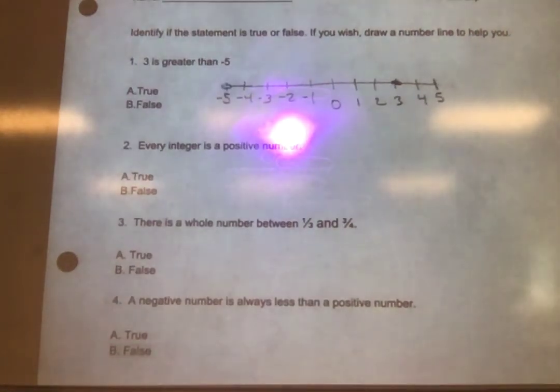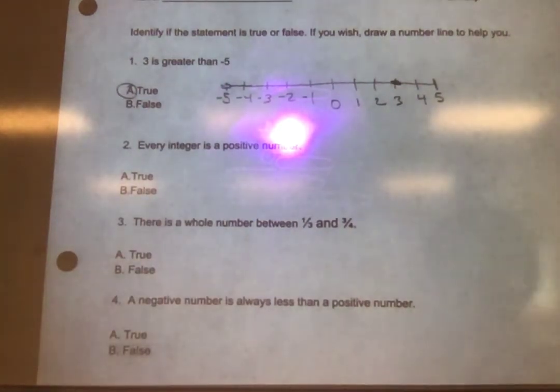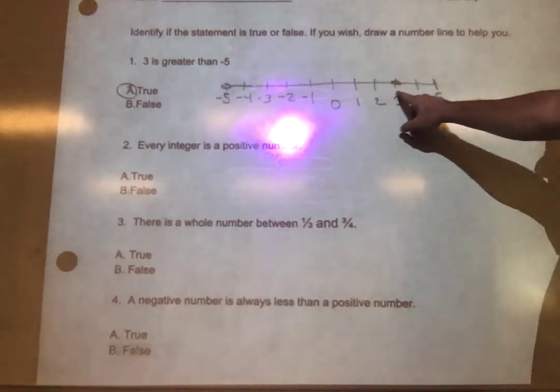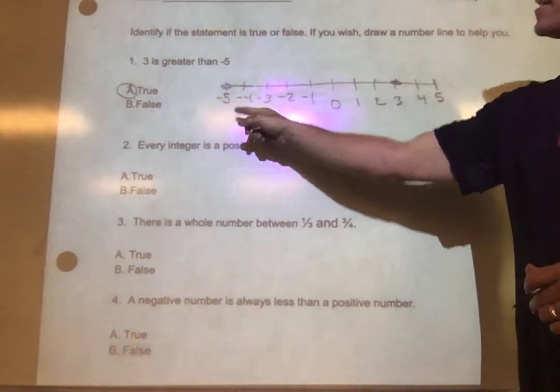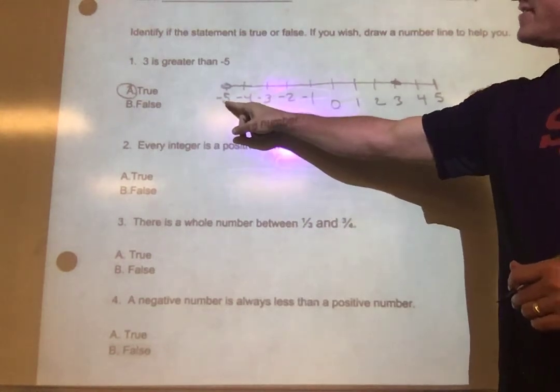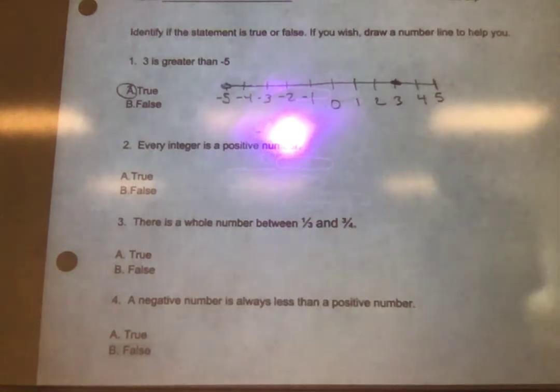Our first question says 3 is greater than -5. A lot of us wouldn't need the number line for this. We know that positive numbers are greater than negative numbers. So in this case, it is true. Again, on the number line, you can see that everything to the right is bigger as we go larger, and as we go negative, remember it gets smaller. Even with a bigger number, -5, even if it's negative, it's actually smaller because it's farther away from 0. So that is a true statement.